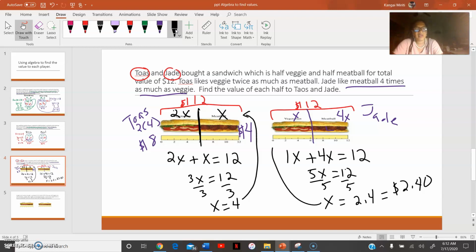So now we know that our x side is $2.40, and our meatball side is 4 times that $2.40, which comes out to be $9.60. Hope you can see that, $9.60. Okay, one more example.